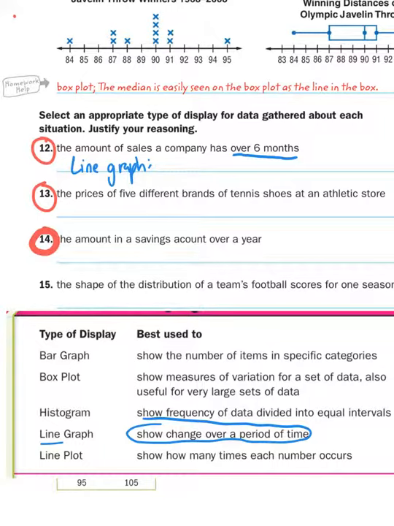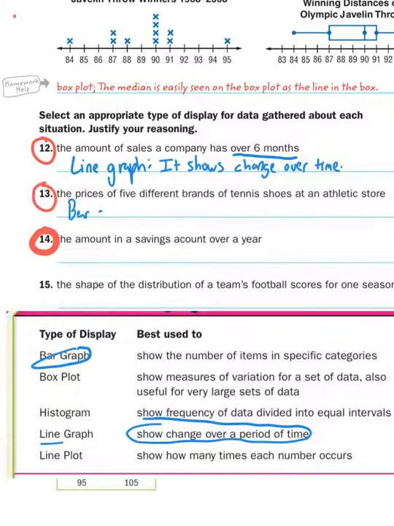And here's your reasoning. Because a line graph shows change over time. All right, if you had that, good. If not, you could pause it and change it. Let's go to number 13, the prices of 5 different brands of tennis shoes at an athletic store. All right, so your answer for 13 is going to be bar graph.